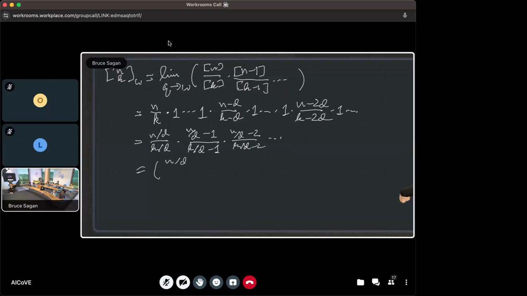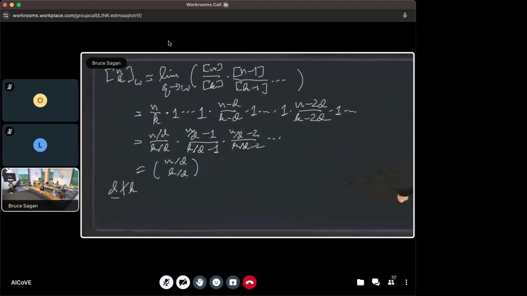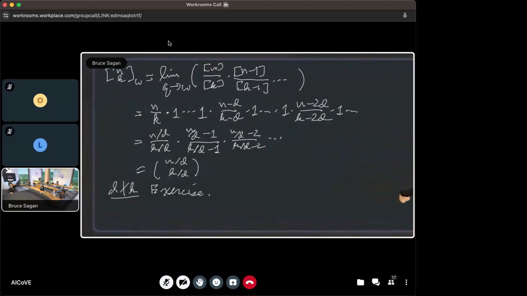I'm getting n over d choose k over d. Right? That's exactly what you get on the top and the bottom after you do cancellation. And for the claim, when d does not divide k, I'm again going to leave that as an exercise. Okay, so this finishes everything. Any questions about this proof?